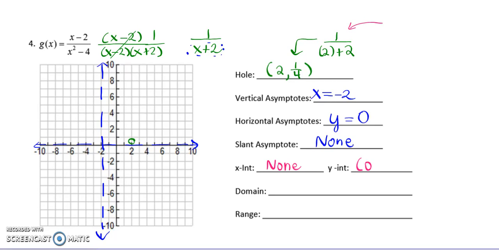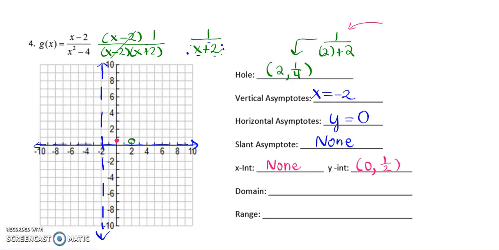Y-intercept, we substitute 0 for x. Oh my goodness, 0 for x. We're left with -2 over -4, or +1/2. So (0, 1/2). Okay? Take some time to find some other values.